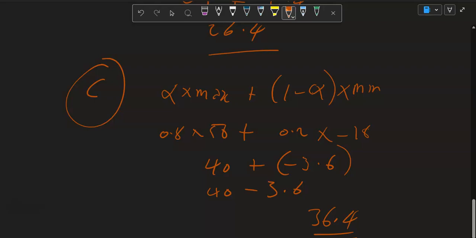So that is basically how we make decisions under uncertainty: Maxi-max, maxi-mini, mini-max, regret, Laplace, and Hurwicz. So we've looked at all the 5. All right. See you in the next class.